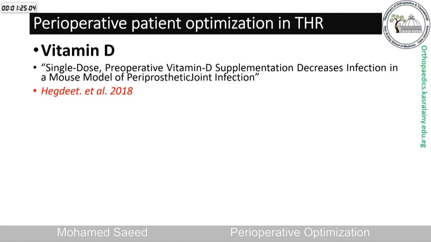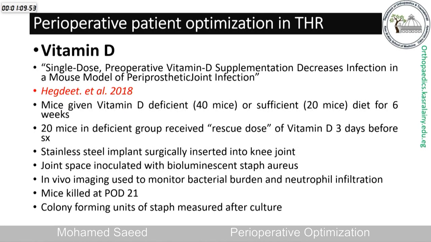In a single study by Hedget et al. 2018, he studied perioperative vitamin D supplementation in a rat model, looking at periprosthetic joint infection. What did he do? He got 40 mice with vitamin D deficiency and 20 mice with sufficient vitamin D. One group had vitamin D deficiency and one group had vitamin D sufficiency. He inoculated infection on a stainless steel wire in the knee and followed them for 3 weeks. Then he killed them and studied the infiltration with neutrophils and the bacterial burden in these cultures.